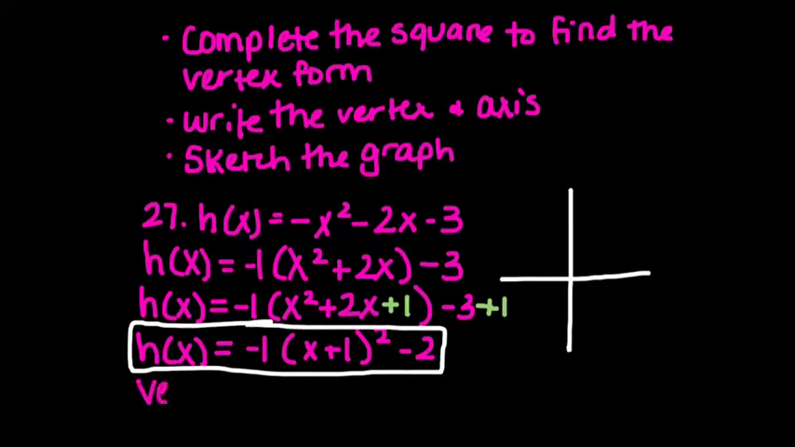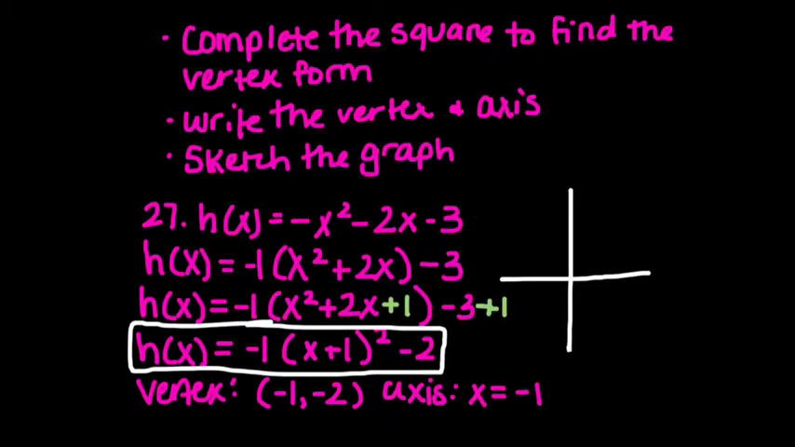The vertex is whatever I get when I take the opposite of what's with the x and then the constant as it's written. So this gives me a vertex of negative 1, negative 2. And then my axis of symmetry equation is always x equals whatever the x coordinate of the vertex is. So in this case it's x equals negative 1.